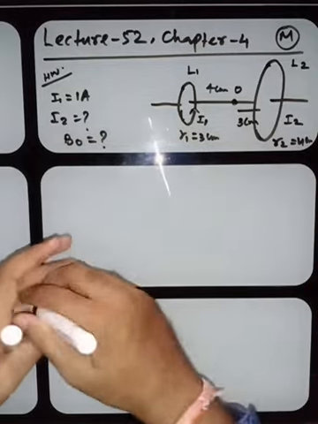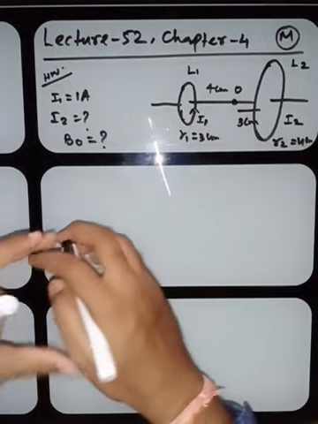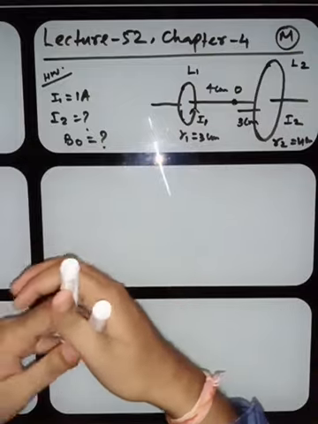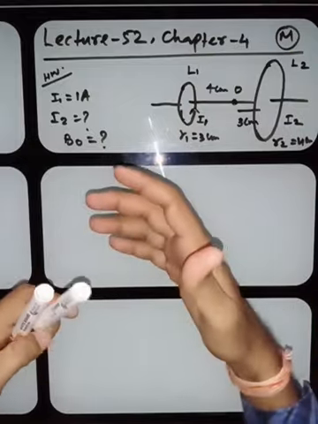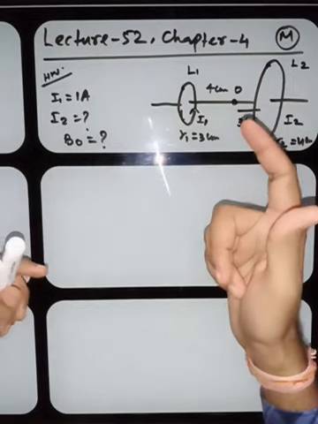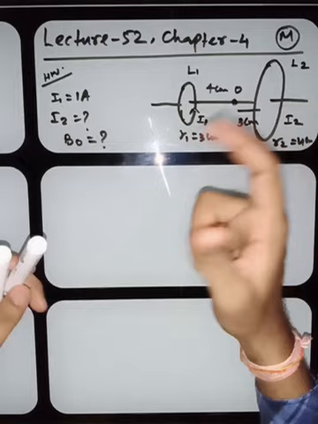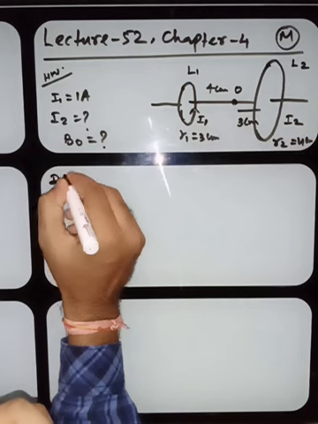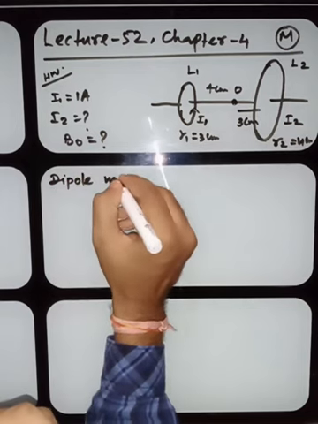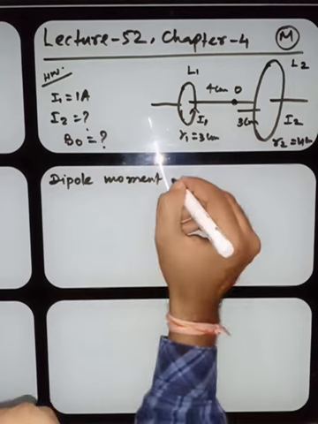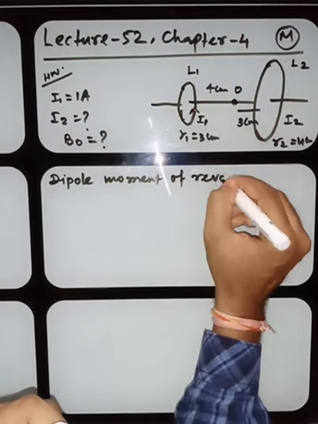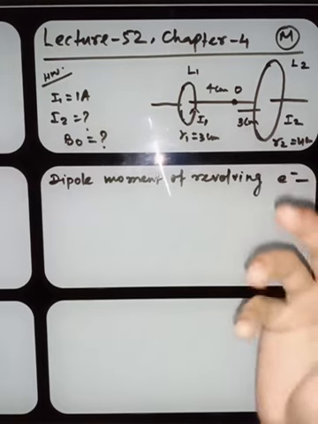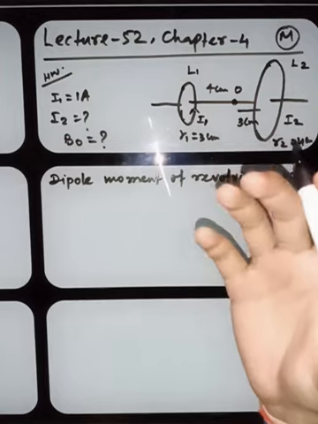Now, as we have studied the dipole moment, my dear student, we will study one more topic. It is the dipole moment of a revolving electron. That is very important. So kindly give the heading: dipole moment of revolving electron around the nucleus in an atom.